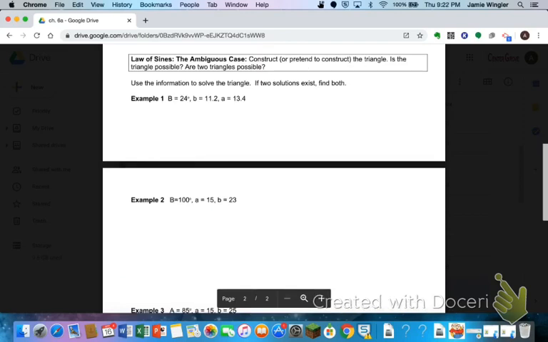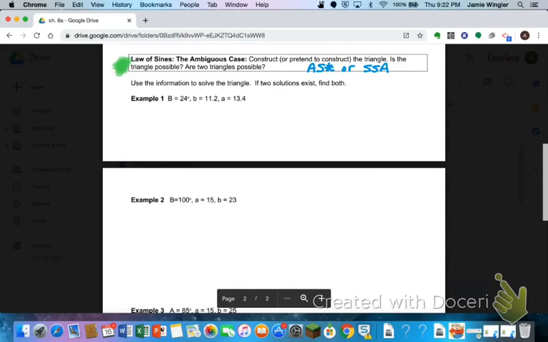That's it for the area formula. You just have to remember that you have to use the angle between the two given sides that we're using. Now let's switch gears and go back to the law of sines and the ambiguous case. Remember, the ambiguous case you can only use when you have an angle side-side setup, which is the same thing as a side-side angle setup.